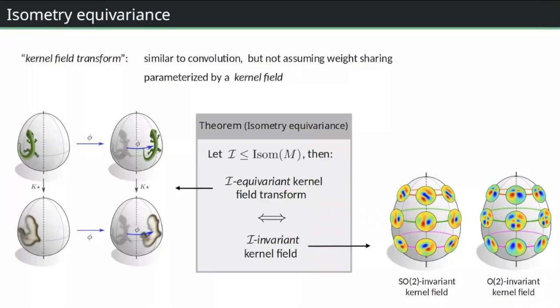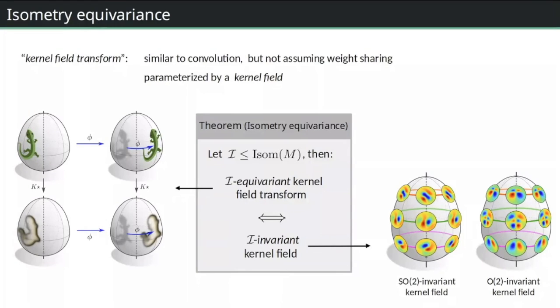And we have this theorem which looks at some subgroup of the isometry group, which I call I. Then an isometry equivariant kernel field transform corresponds one-to-one to an isometry invariant kernel field. This is what I told you on Monday already, that equivariant maps always have some invariance in their neural connectivity. For instance, in that example here, if you want to be equivariant with respect to rotations of that egg, then your kernel field needs to be rotation invariant, which means that you have weight sharing along the orbits, but not between orbits.